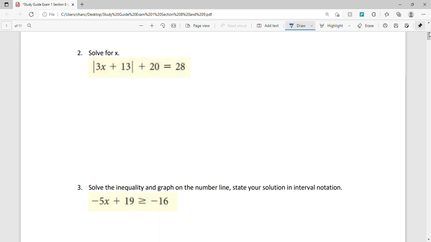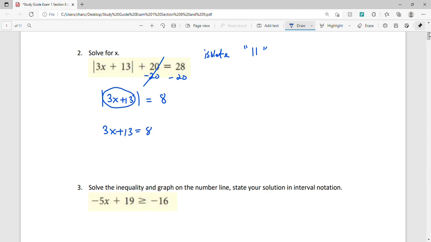In question 2, we want to isolate the absolute value symbols first. To do that, I will subtract 20 to both sides. This gives us the absolute value of 3x plus 13 is equal to a +8. Now, since this is an absolute value, we have two possibilities. Either the inside is equal to 8, or the inside part, the 3x plus 13, could be equal to -8. That's the only way that you'll get a +8 out of taking an absolute value.